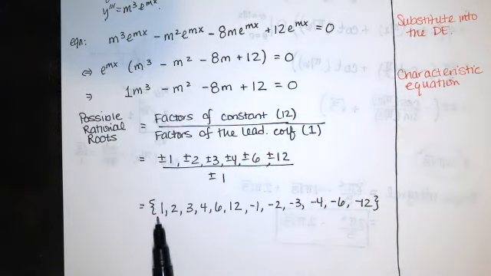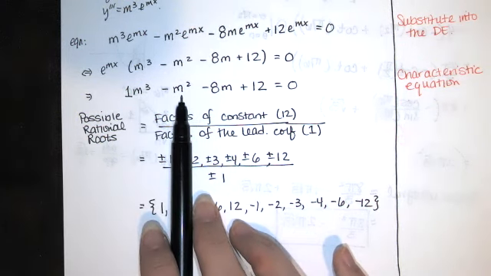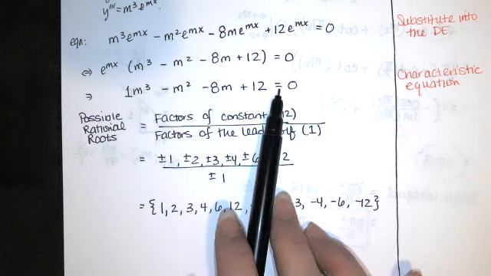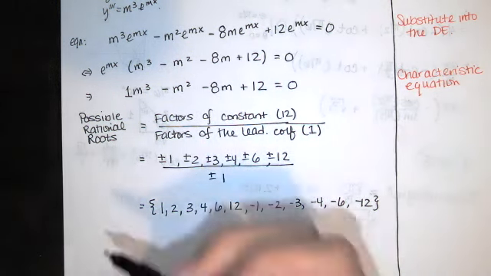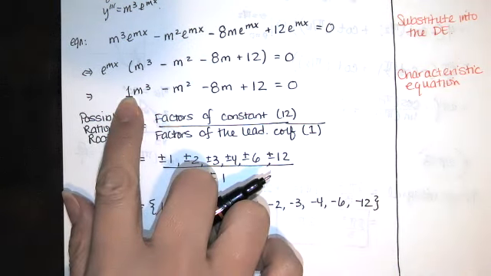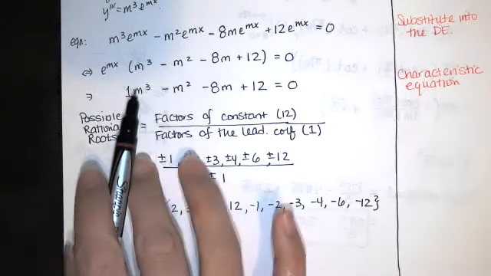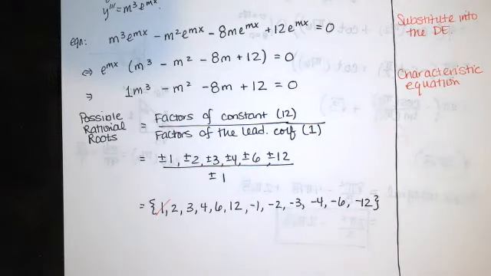I always try 1 first if it's on the list. If m equals 1, I'd have 1 minus 1 is 0. And then I'd have a negative 8 plus 12, that's 4. So 4 is not equal to 0, so that doesn't work. What about negative 1? Let's see if that would work.